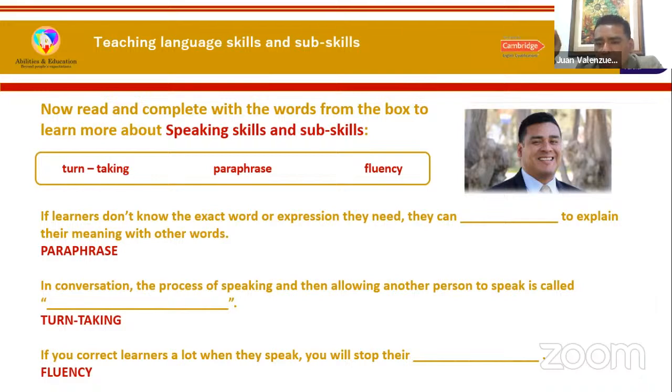Imagine that you are my student and you make 2, 3 mistakes and I stop you and I correct you in front of everyone. I interrupt you and teach you the pronunciation or the vocabulary. How are you going to feel? I think you are going to feel embarrassed or maybe demotivated. So if you want your students to be fluent, don't correct them all the time. Because overcorrection, number one, kills motivation. And this will also stop or kill fluency.